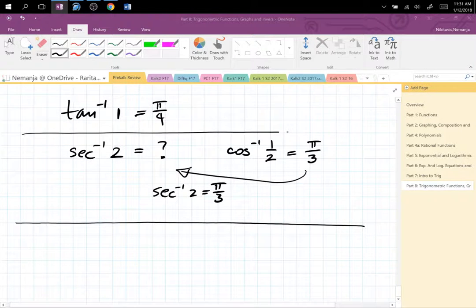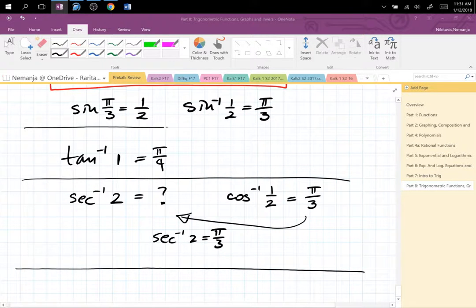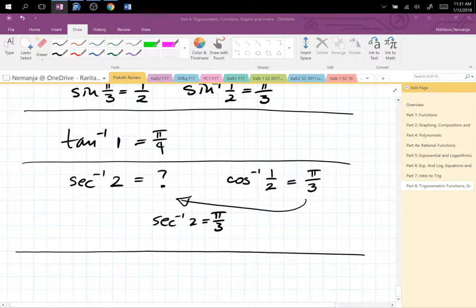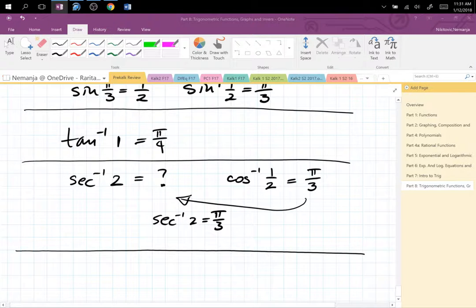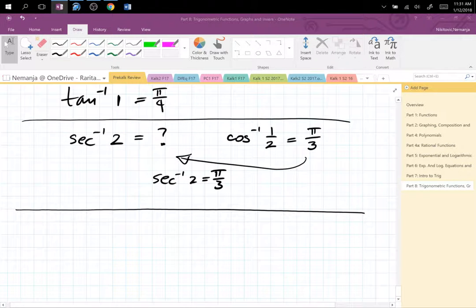So these are different examples. All right. And then again, different example. I'm just going to separate all the examples. So cosine of pi over 3 is 1/2. Therefore, the inverse cosine of 1/2 is pi over 3. And then, because secant is 1 over cosine, what used to be opposite hypotenuse over adjacent now is adjacent over hypotenuse. So the 2 switches into 1/2.